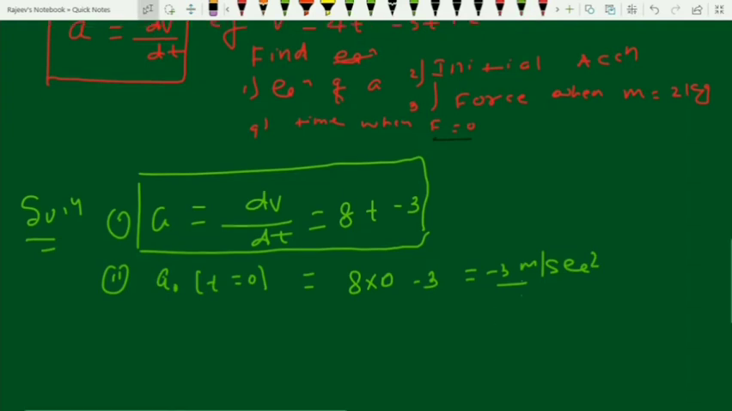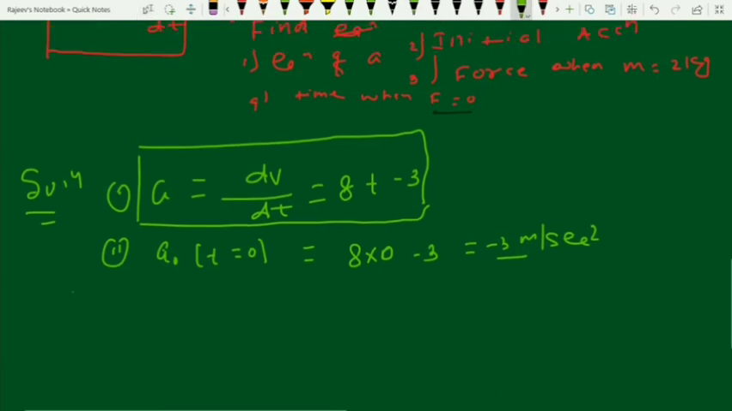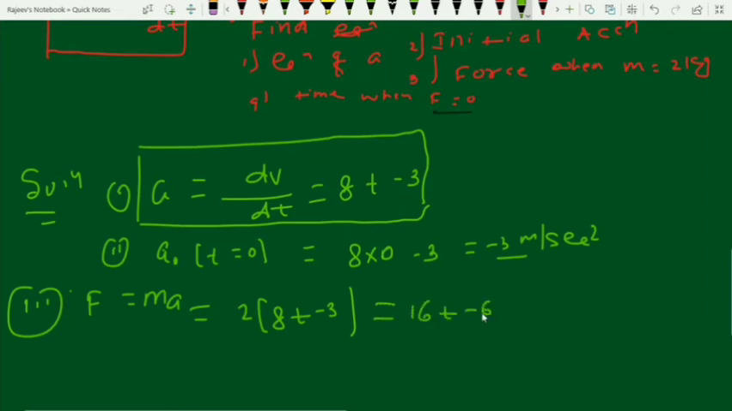Come to the third part. What is the third part they are asking? Force when mass is 2 kg. So simple. We know that force is equal to mass into acceleration. So this becomes 2 into 8t minus 3, so this becomes 16t minus 6 Newton.